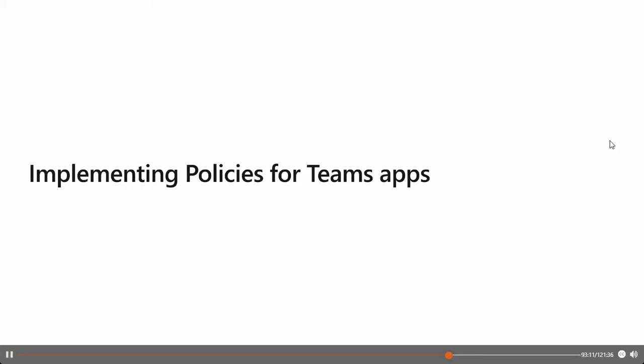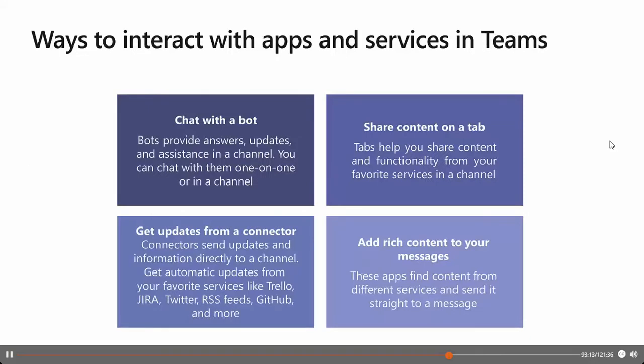Because of this, we obviously need to discuss the implementation of policies for Microsoft Teams apps. To give you a short overview, these are the ways you can interact with apps and services in Teams. You can chat with a bot, which provides answers, updates, and assistance, one-on-one or in a channel. The second is that you can share content on a tab, like an Excel file or anything like that. Tabs help you share content and functionality from your favorite services in a channel.